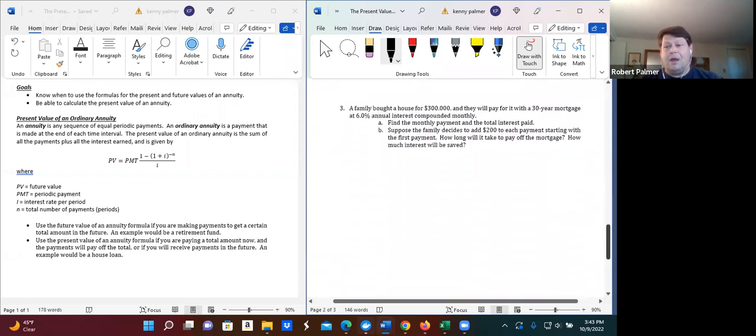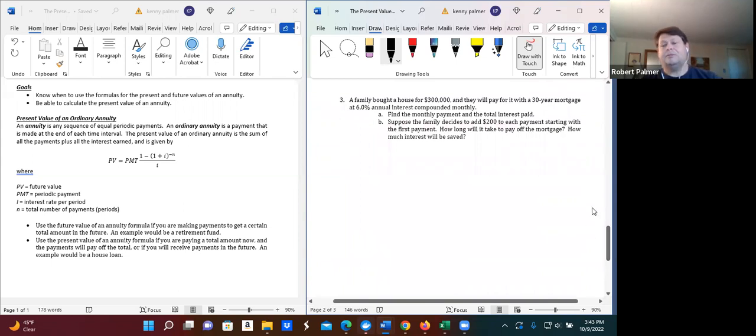Okay, last example here says a family bought a house for $300,000 and they'll pay it off with a 30-year mortgage and a 6% annual interest rate compounded monthly. So I want to find two things. First is find the monthly payment and the total interest paid. Let's start there, then we'll find the rest of it.